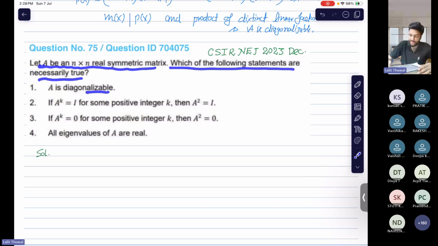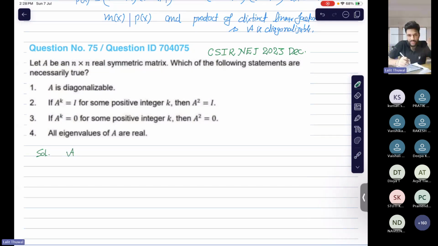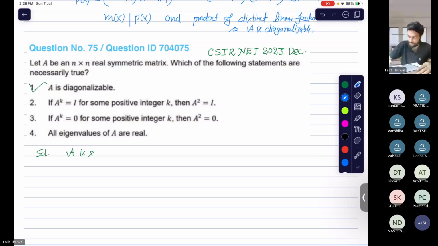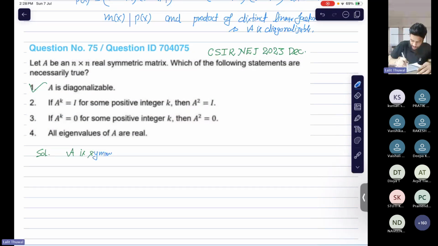A is diagonalizable. You must have studied in the last days that a symmetric matrix is orthogonally diagonalizable, right? That is a theorem. So the first one is true. A is symmetric, so A is orthogonally diagonalizable. So the first option is true.